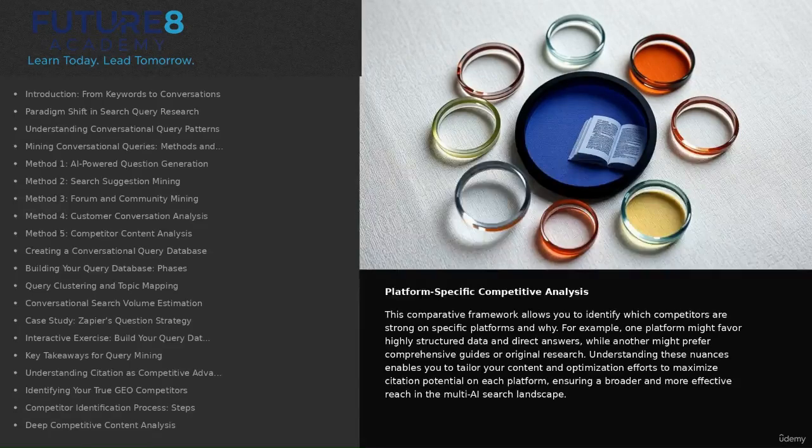This comparative framework allows you to identify which competitors are strong on specific platforms and why. For example, one platform might favor highly structured data and direct answers, while another might prefer comprehensive guides or original research. Understanding these nuances enables you to tailor your content and optimization efforts to maximize citation potential on each platform, ensuring a broader and more effective reach in the multi-AI search landscape.